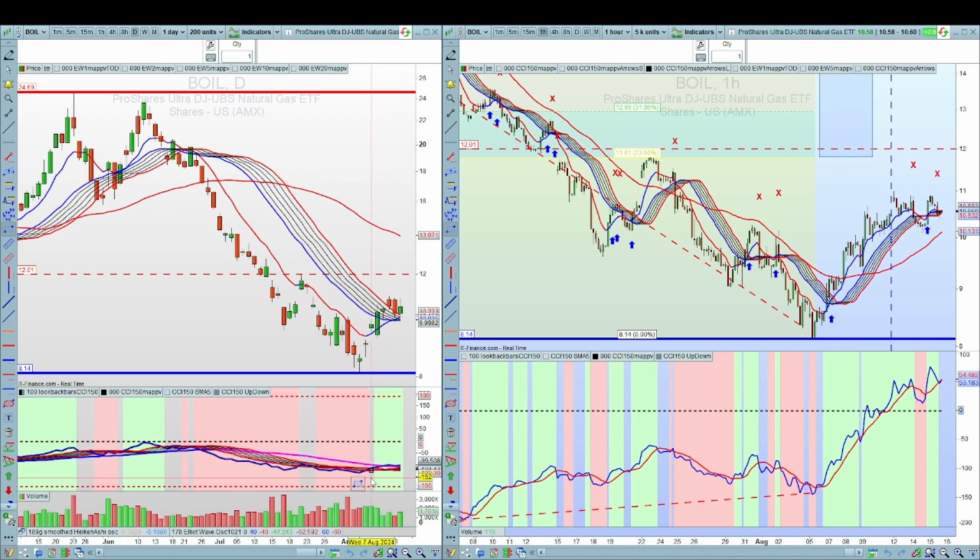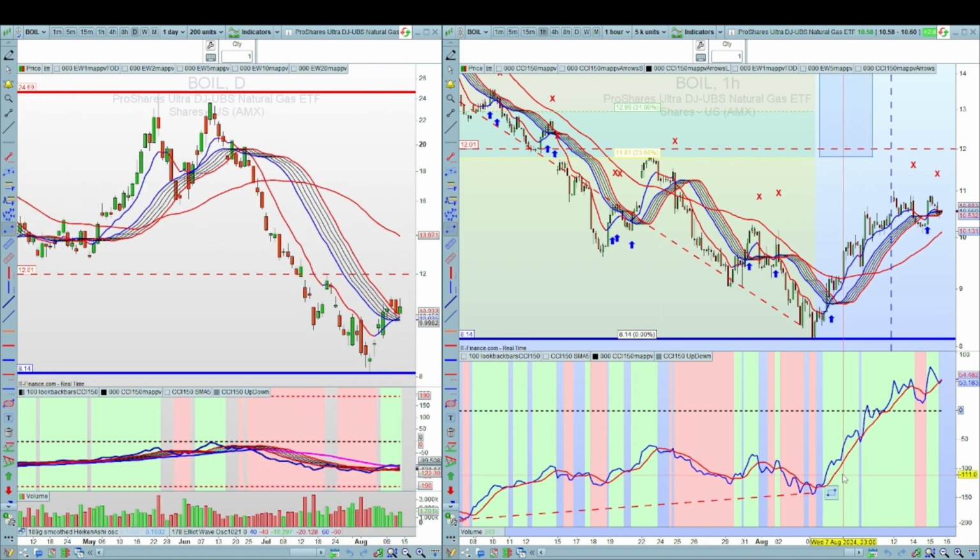If we look at the hourly chart for BOIL, again we only take long trades based on the daily CCI, you can see there. So you would have been wise to take those long trades on the hourly chart if you're trading the hourly or the intraday if it's showing a bullish movement.